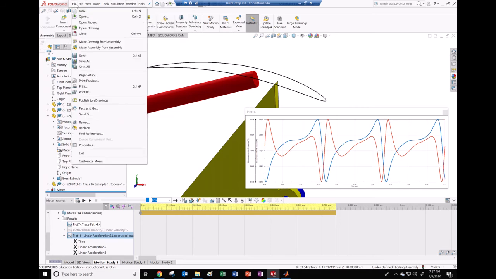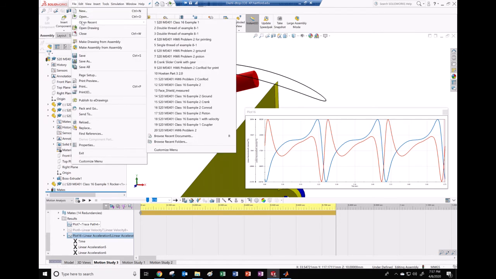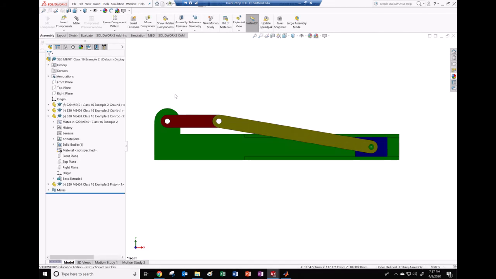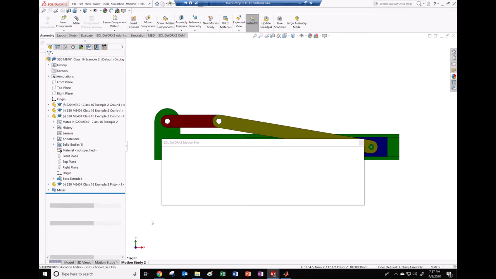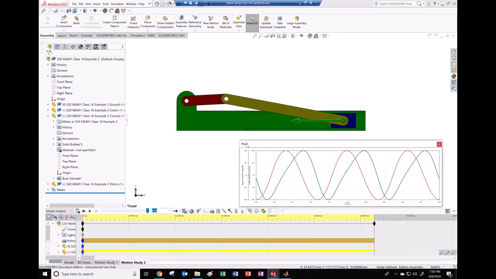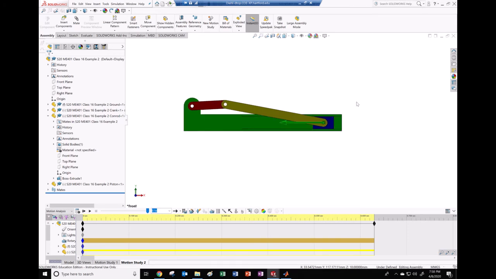Okay, so I'm going to open up my recent. Open recent. And do I have the one that's called example 2? Sure enough. Was it class 16 where I did this? Maybe it was. I think this is it. All right, these are all the proportions. And we have our motion study. And sure enough, we do. Yeah. So let's just modify this and see what happens.